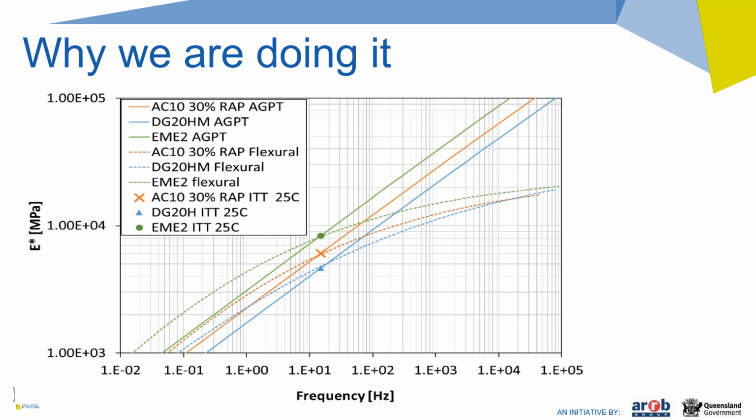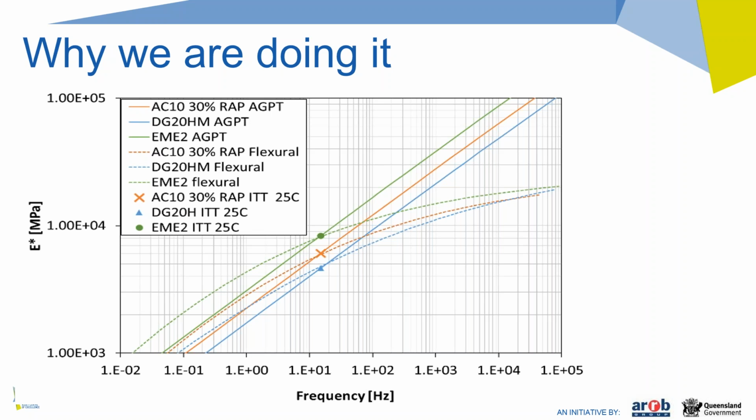So the markers on this graph show you resilient modulus results for 3 different mixes. There's an EME2, there's an AC20 with REP, and there's a DG20 mix. So if you do a resilient modulus test, you're going to get 3 different resilient modulus values for those. And then the straight lines on this graph show how we predict the modulus at different frequencies using the current Ostrow's methods. From that single point, we extrapolate over a range of frequencies using the Ostrow's method, and that results in a straight line on this graph.